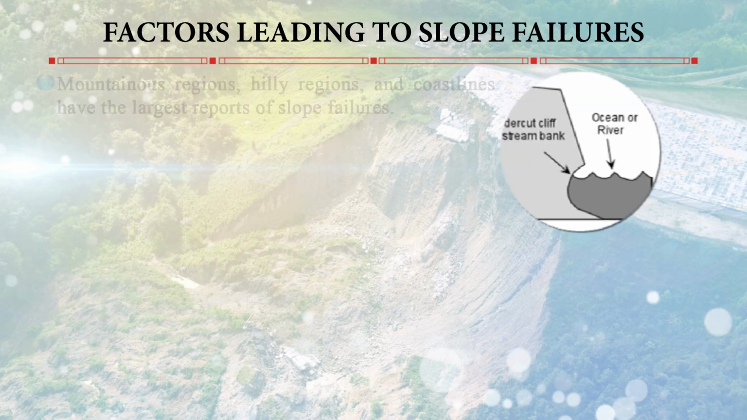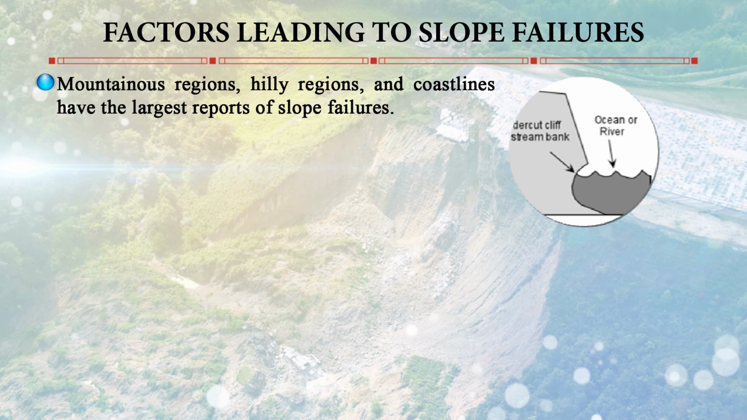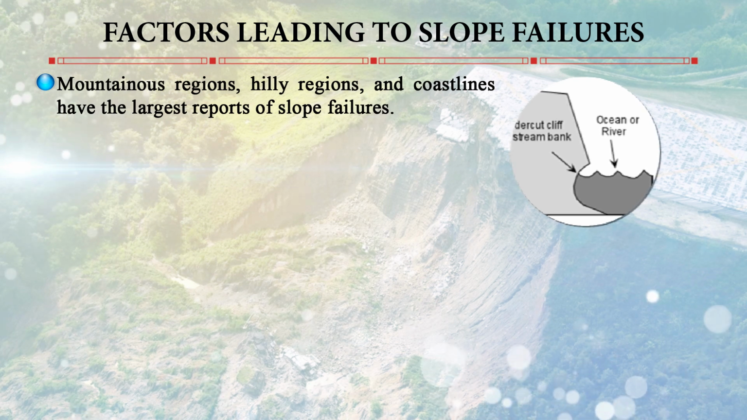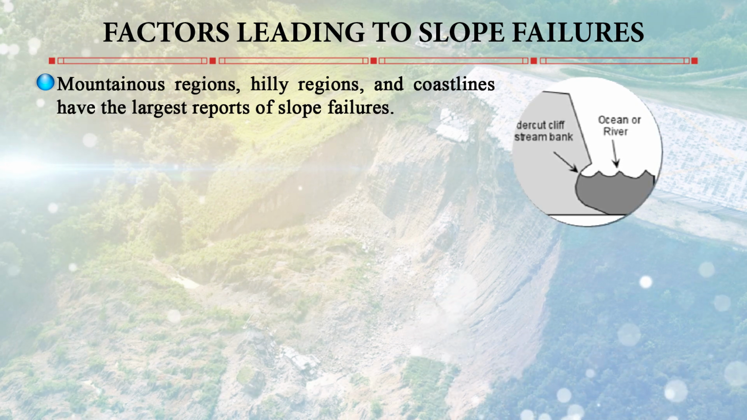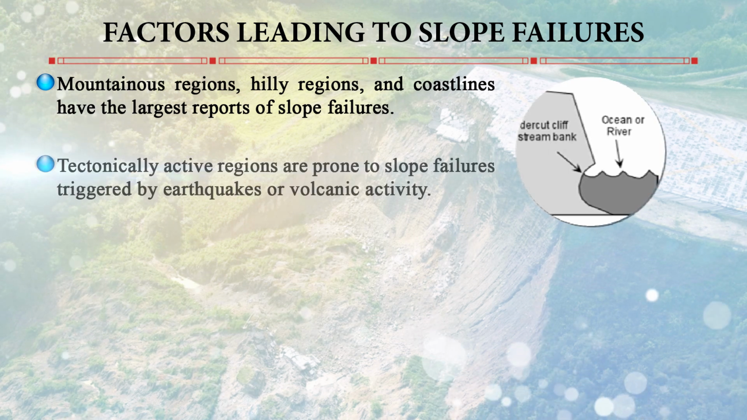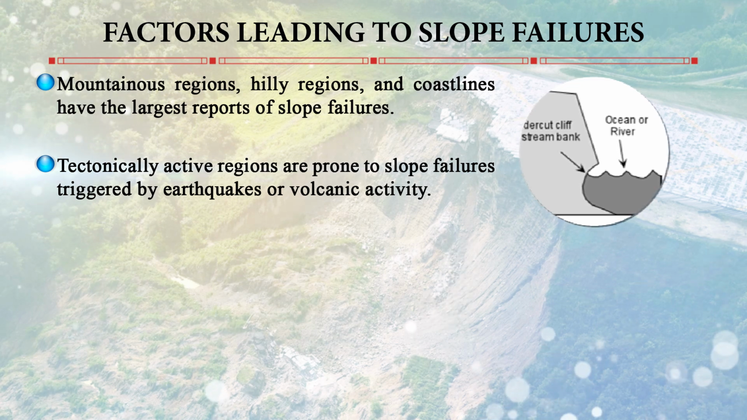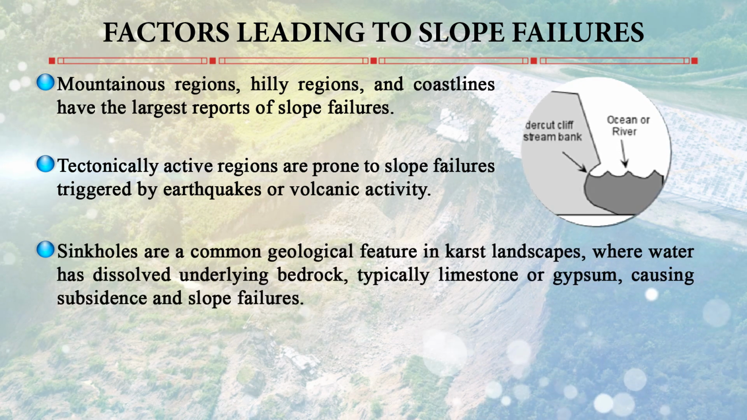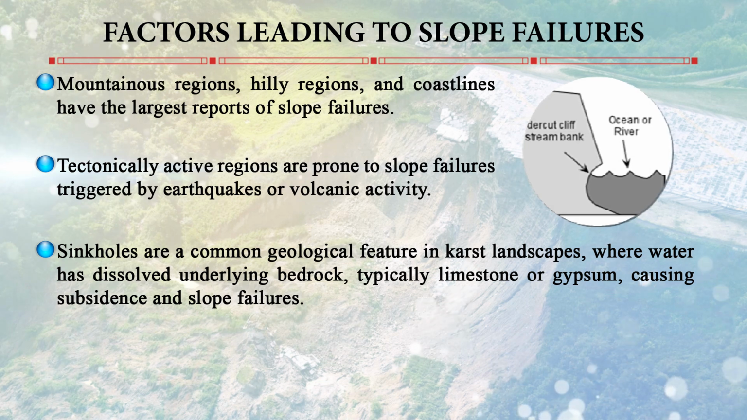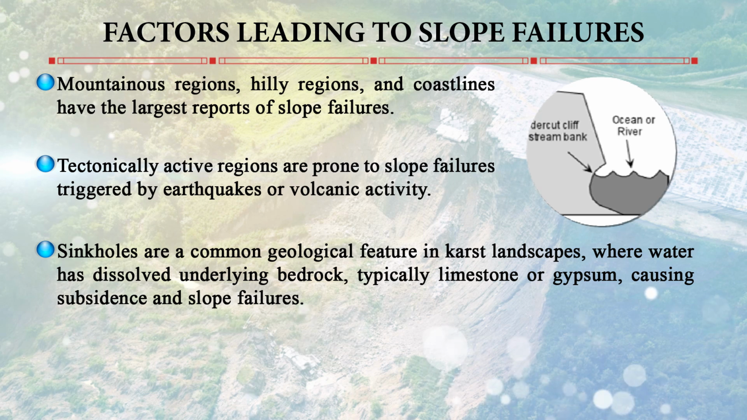Now, what are the factors leading to slope failures? Normally, mountainous regions, hilly regions and coastlines have the largest reports of slope failures. Why? Because they are inclined, they are on a slope. Tectonically active regions are prone to slope failures which are triggered by earthquake or volcanic activity. In fact, the tremors can shake an already unstable slope.